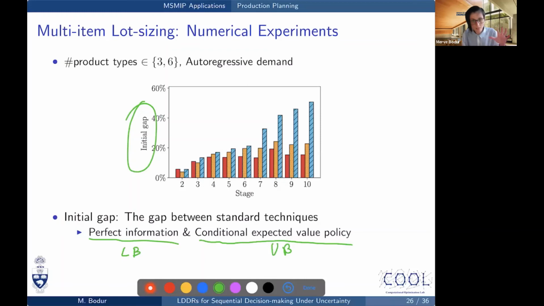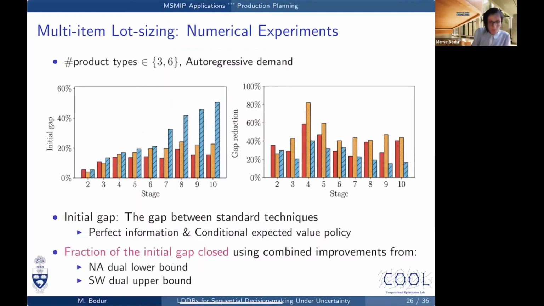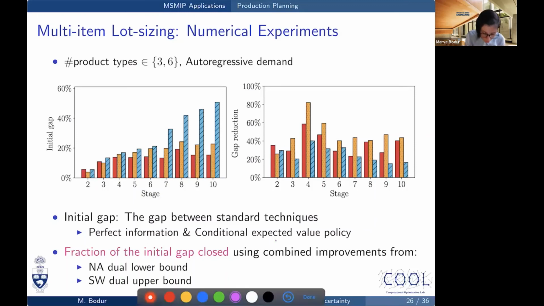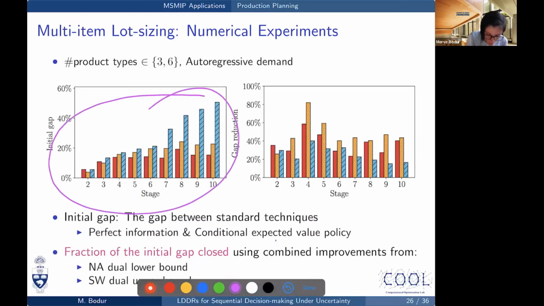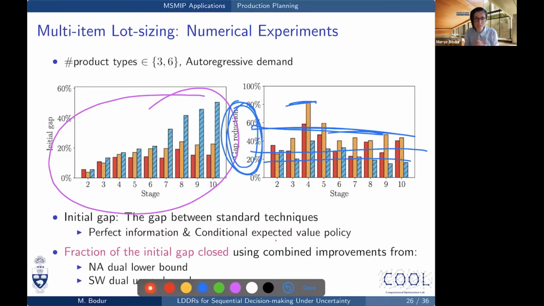So if we compare this gap with the gap that we obtain by using our stronger dual, the non-anticipative dual, but in terms of the primal policy, the first one, SW, the stage-wise dual guided primal policy, was giving us a better upper bound. So we get the best of our ideas for lower and upper bounds and obtain an optimality gap using our own bounds. And we see how much of this existing optimality gap we close. So here in the second graph, we are showing the gap reduction over the existing gap. And we can see that there could be reductions as high as 80%, but definitely 20-40% of the existing gaps we are closing with our novel bounds.